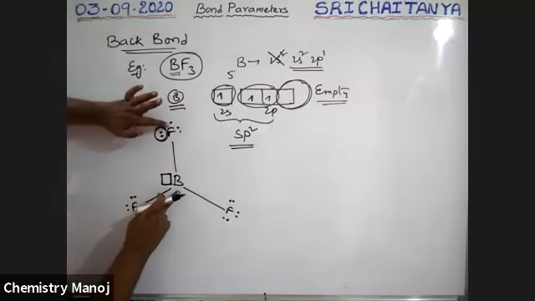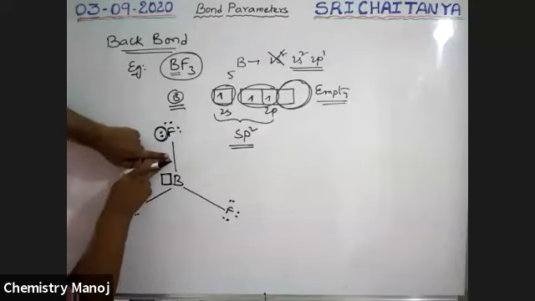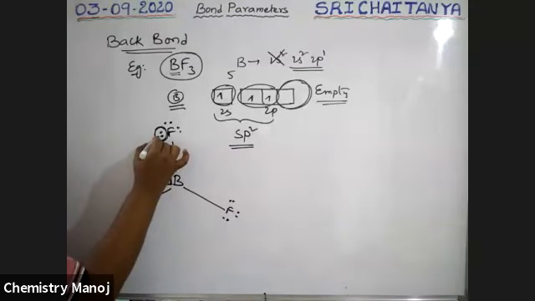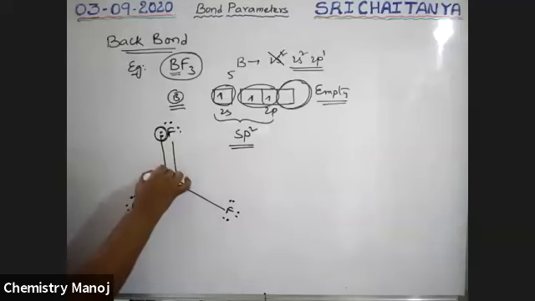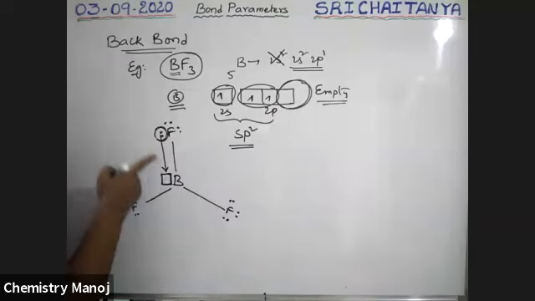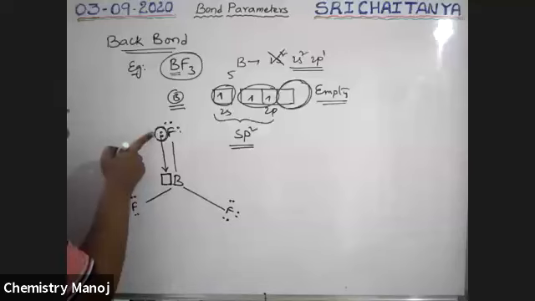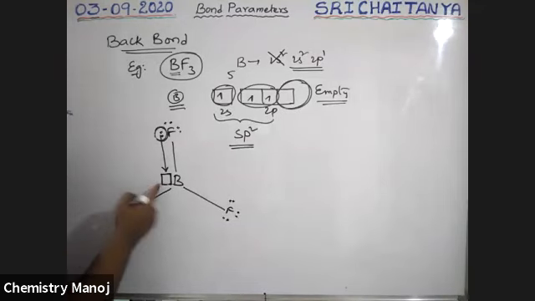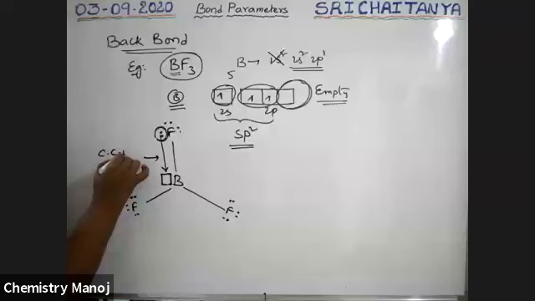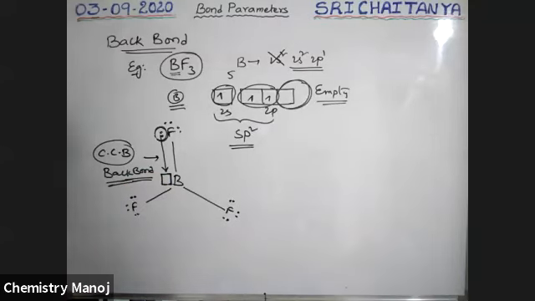So boys, the size of boron and fluorine is almost the same. That is why, after formation of a single bond, the lone pair is donated by the fluorine to boron, because boron has an empty orbital. That means a bond is formed from the attached atom to the central atom. This bond is nothing but a coordinate covalent bond, which we call a back bond.